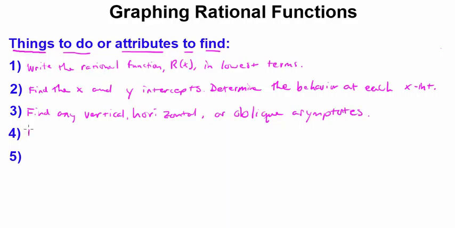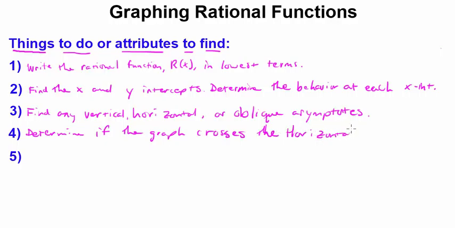For the fourth thing, we need to determine if the graph crosses the horizontal asymptote. Remember, a graph can cross a horizontal asymptote, but not a vertical asymptote. So it's possible that the graph does cross the horizontal. It may not cross the horizontal asymptote, and that's one thing we should determine.